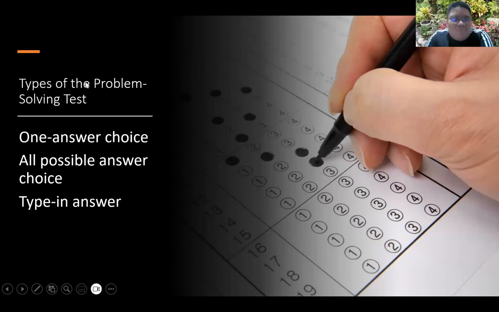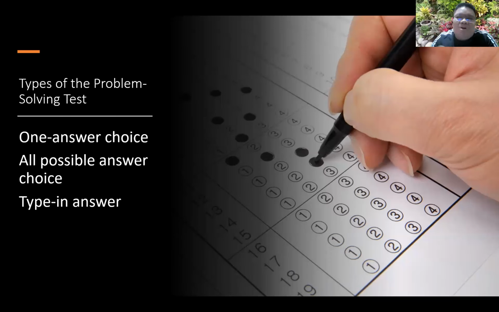There are different types of problem-solving tests. Merong one answer choice. So pwede siya, class, multiple choice, no? Pagkatapos pipiliin nila yung correct answer. Depende na rin sa inyo kapag bibigyan nyo siya ng credit sa solution, sa formula, at saka sa correct answer. Then doon naman, class, sa all possible answer choices, parang it's select all that apply. Pagkatapos yung type-in answer is just like your identification. Halimbawa, sinasabi mo, 5 squared is blank. That is a type-in answer.